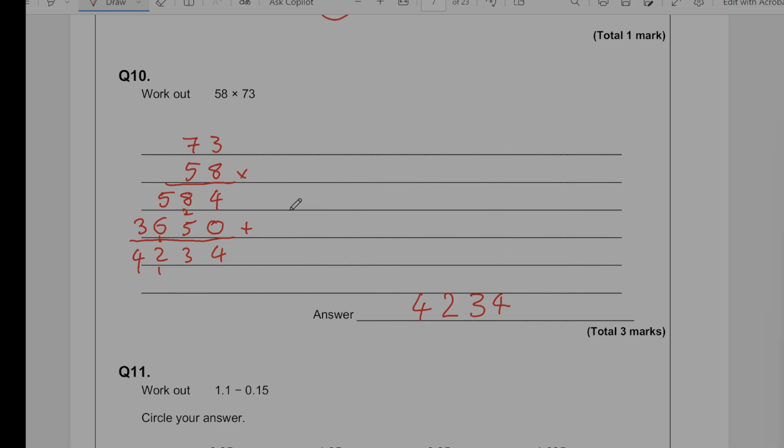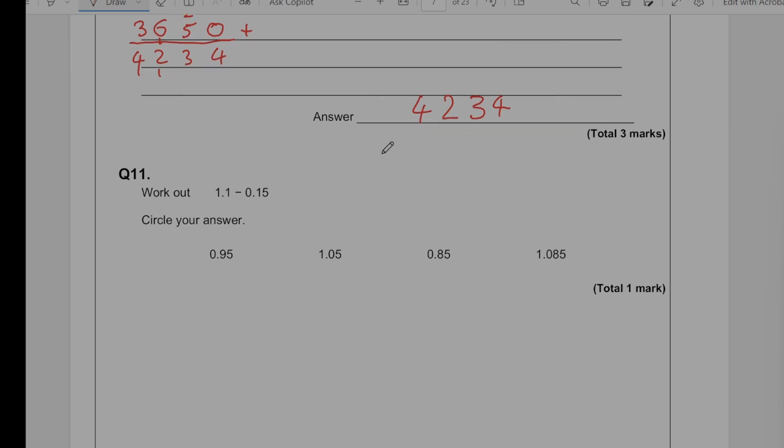And if you've done that question using another method, that's absolutely fine, provided it works for you. I am a big fan of the grid method as well, so splitting it into 50 and 8 and 70 and 3 and multiplying it out that way. That gets a lot of criticism elsewhere. I'm a big fan of it, particularly because it applies very nicely to algebra as well.